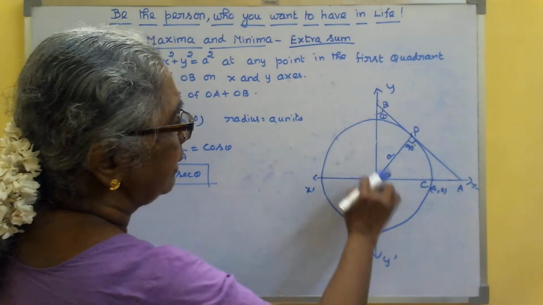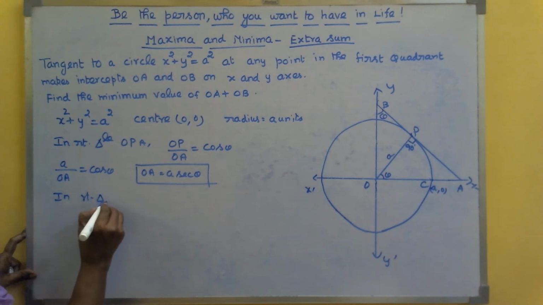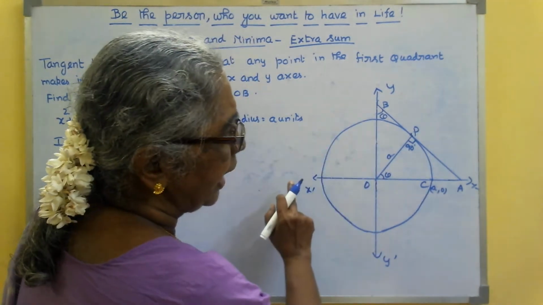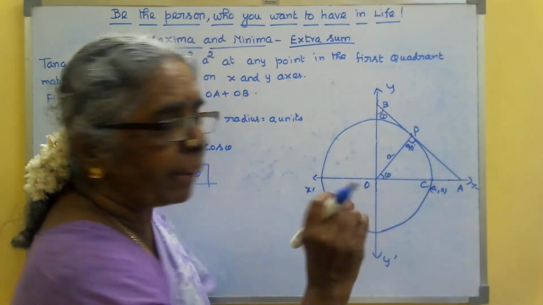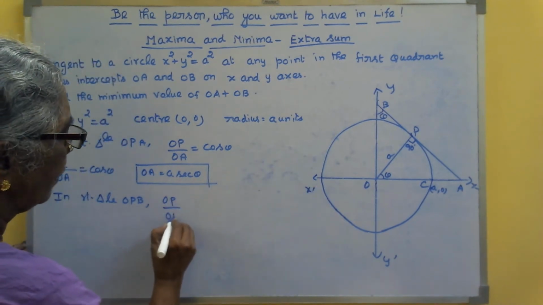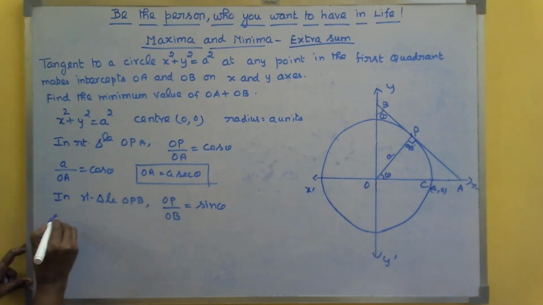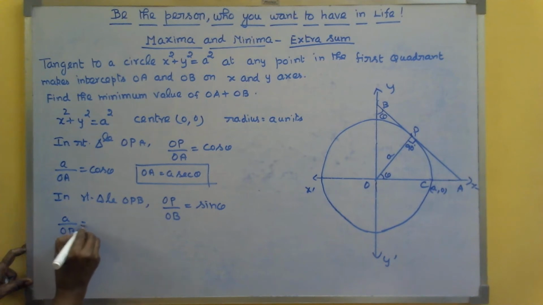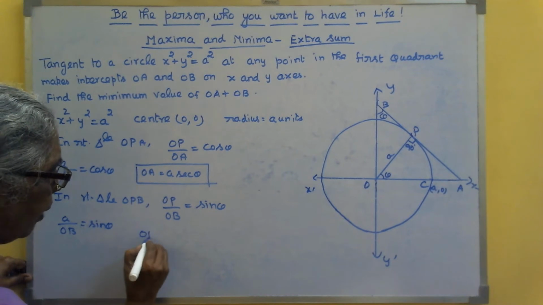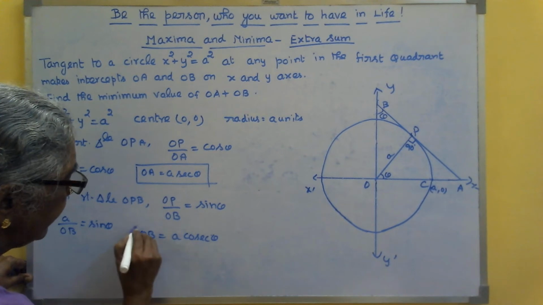Now you consider the right triangle OPB. In right triangle OPB, here this OB is the hypotenuse. Here now OP becomes the opposite side. So now you will get OP by OB, that will be equal to sin theta. So OP is a. So a by OB is equal to sin theta. OB is equal to a by sin theta or OB is equal to a cosecant theta.